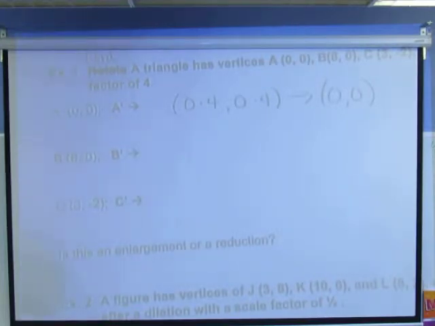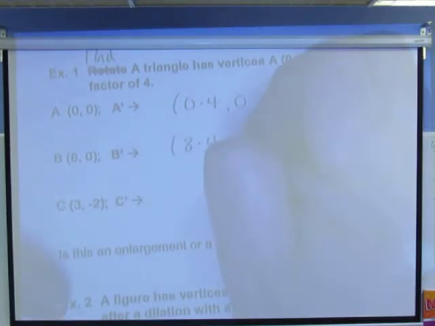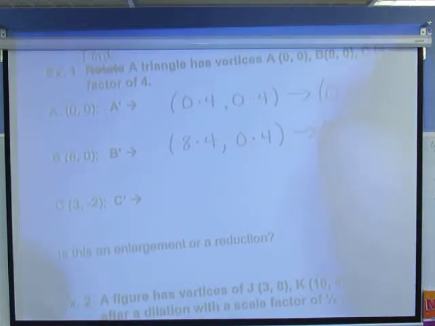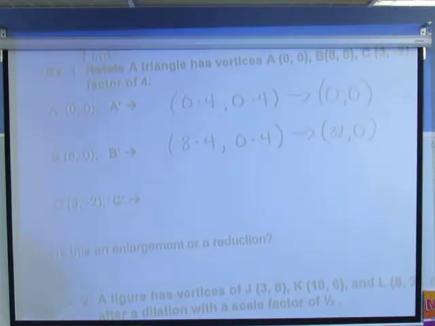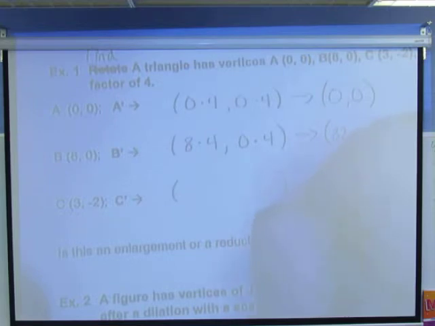Now let's look at B. B is (8,0), so we're going to do 8 times 4, and then 0 times 4. What is 8 times 4? 32. So (32,0) will be that new ordered pair. Okay. And then last, go ahead and try C on your own. Let's see how you do with C.